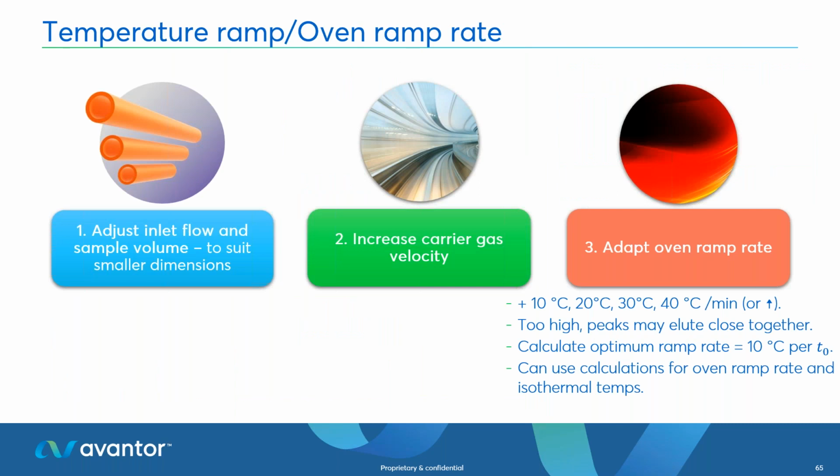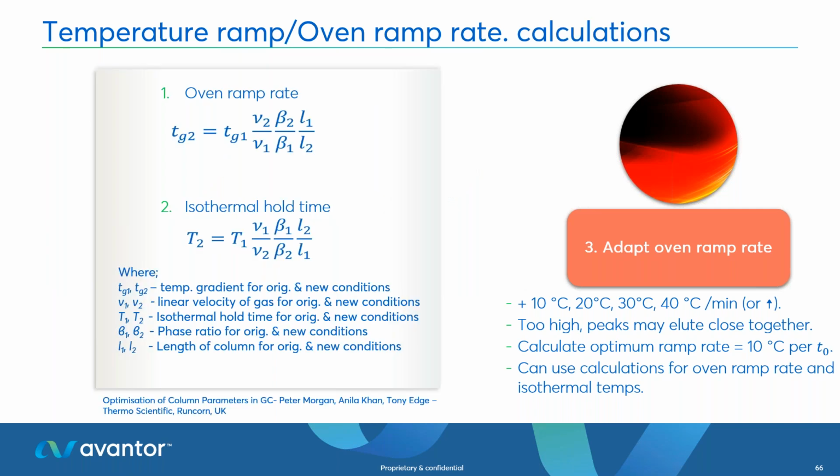Then the final stage, increasing the oven temperature ramp, because this will even further reduce your retention time. If you get it too high, you're going to see peaks maybe too close together. So you can run some theoretical calculations to try and find the optimal oven ramp rate. I won't go into this now, but you can have a look into this, and it's very helpful if you want to run some calculations and predictive oven ramp rates that you can try.